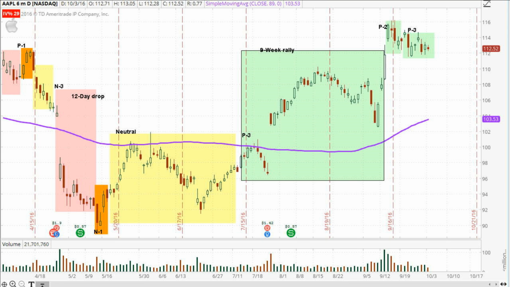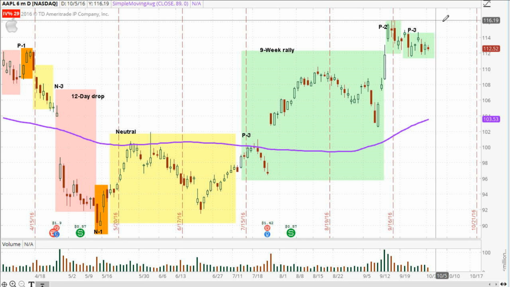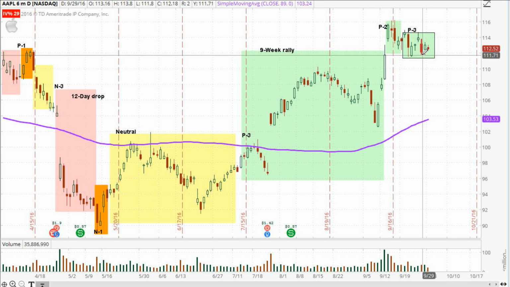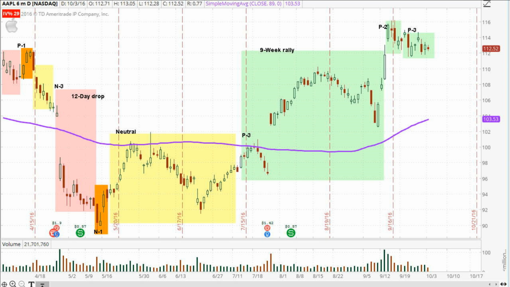Now look what's happened in here. This is interesting because it gave you a warning of being overbought, but then the overbought went away. So you're back to P3 over here. It never gave you any kind of a real warning there, but it is saying that this flag is likely to give you something positive. So that's a look at Apple right there.